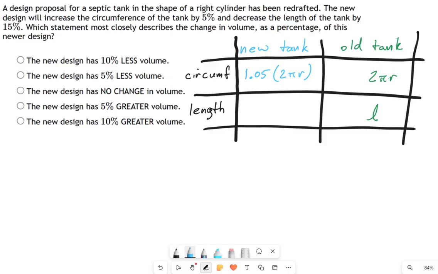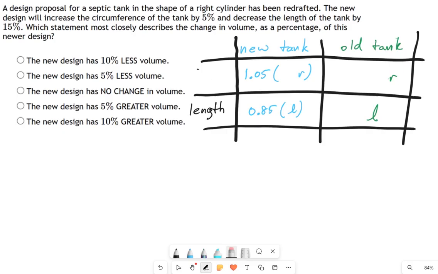And the length of it will have decreased by 15%. That's interesting. So that means 0.85, right? 0.85 times L. So I want to ask you, what's really changing here? Is pi changing? No, no one's changing pi. That's been the same for thousands of years. That's not going anywhere. It's r that's changing. So why don't we just get rid of the 2 pi r, right, and make things less confusing?